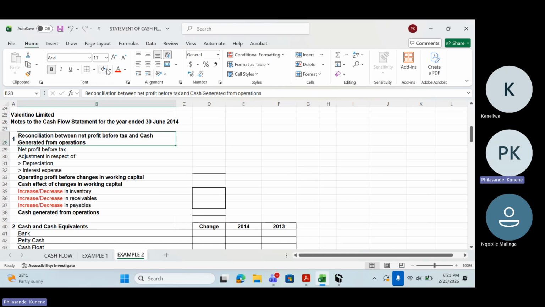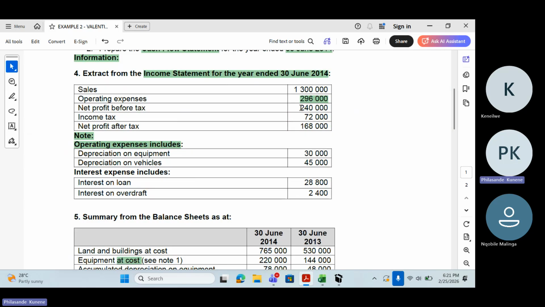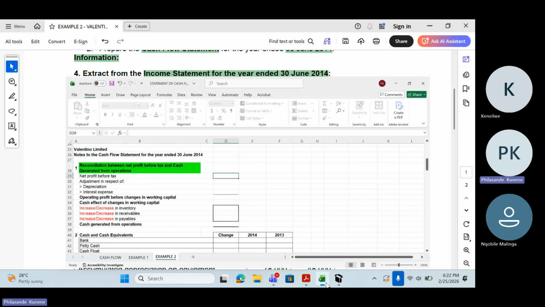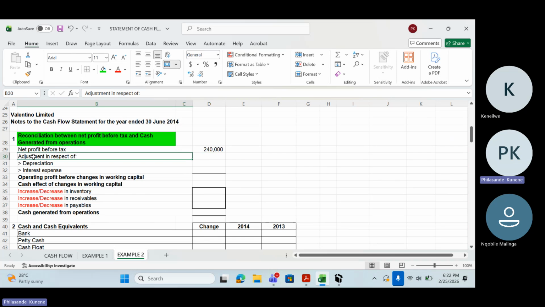The first one is the reconciliation between the net profit before tax and cash equivalents. So net profit before tax, that is provided to us. How much do we have? 240,000 rand. So what we're going to do with these 240,000 rand, I'll take it and record it here as my net profit before tax. Then adjustment in respect of depreciation.